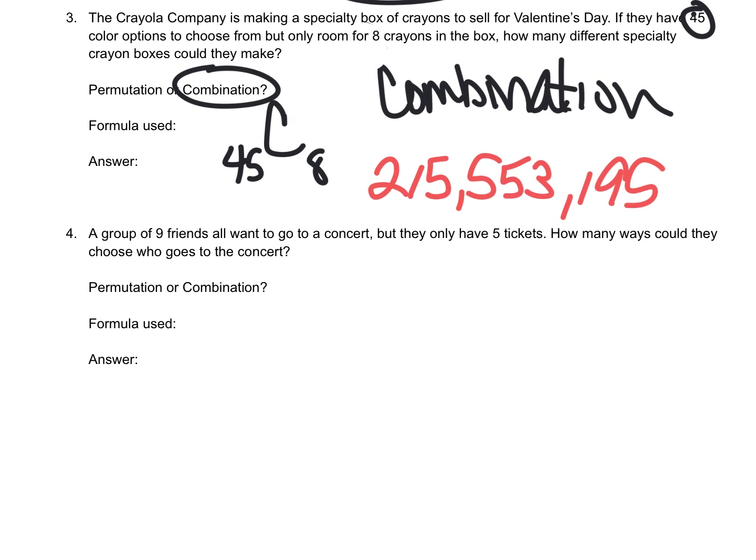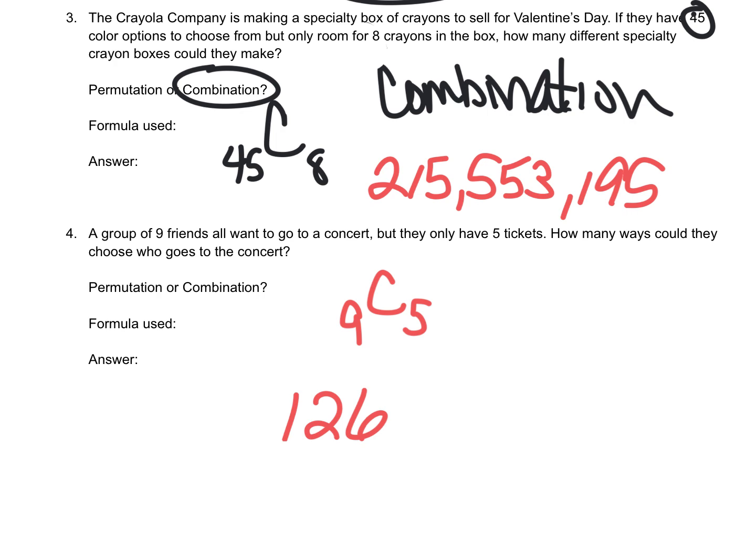Okay, and then the last one is a group of 9 friends who all want to go to a concert, but they only have 5 tickets. How many ways could they choose who goes to the concert? So they're just randomly picking who gets to go. The order that they pick doesn't really matter, so we are going to have a combination, and there are 9 friends and only choosing 5 to get to go. So if we put that in our calculator, combination 9 choose 5, there are 126 different combinations of friends that could actually go.